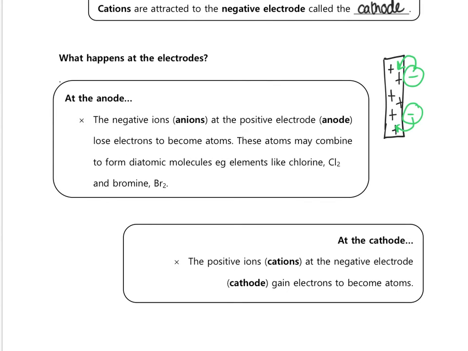And for example, sometimes we have things like bromine or chlorine that are diatomic. And so what we find there is at the anode that we form maybe 2 atoms of chlorine and that they then join together to form a diatomic molecule. But don't worry too much about that for now. But at the anode, basically the basic thing you need to learn is that the anions move towards the anode, they lose electrons and become atoms.